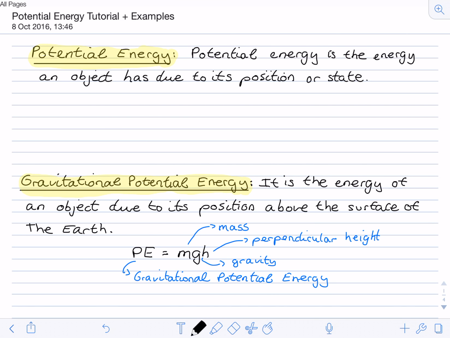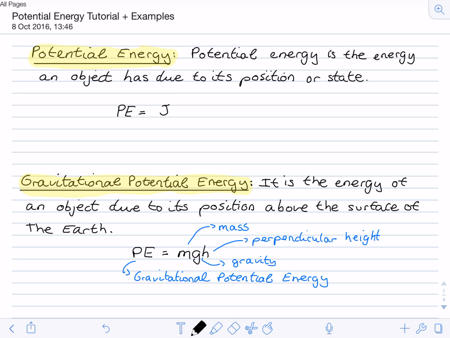So first of all, what is potential energy? Potential energy is the energy an object has due to its position or state. So it doesn't really say much, does it? But I have to say that potential energy is measured in joules. That's the unit we're going to measure it in.